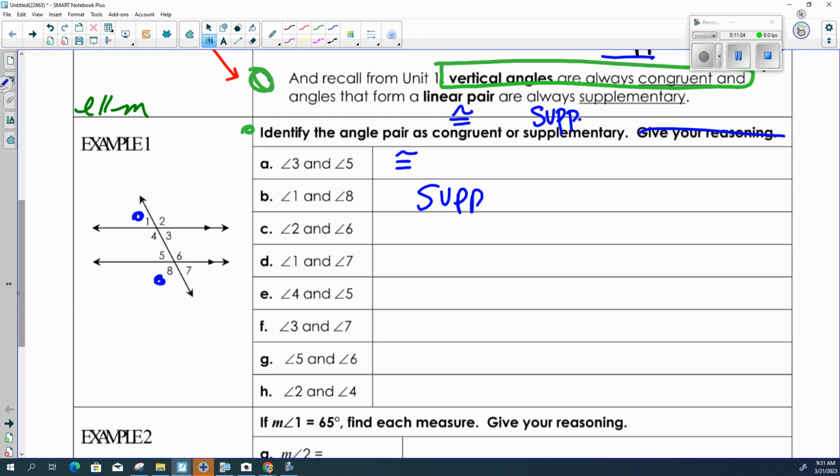Three, 5, and 7. Those are a linear pair, and linear pairs are supplementary. So look at 2 and 6. 2 and 6 look like they're equal to each other.